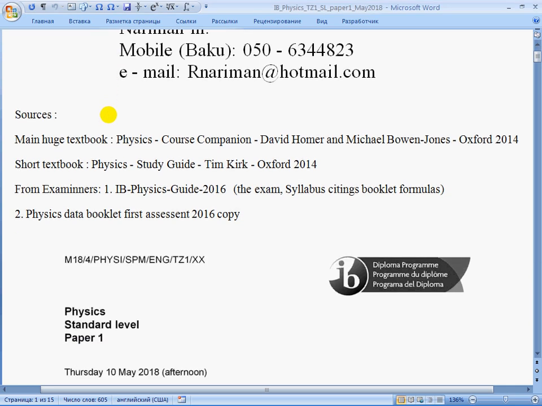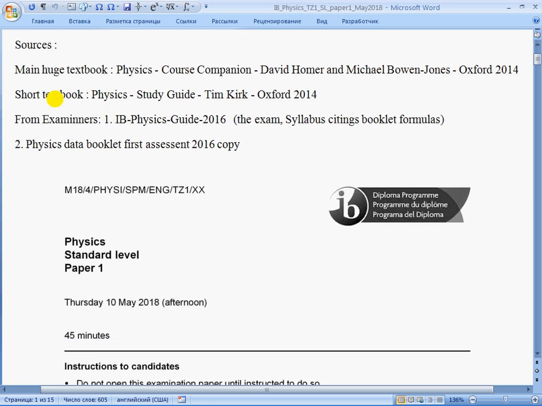Which sources can you use to prepare for the exam? The main, huge textbook is written here. It is from Oxford, 2014. There is also a shorter textbook by Tim Kirk, also Oxford, 2014.